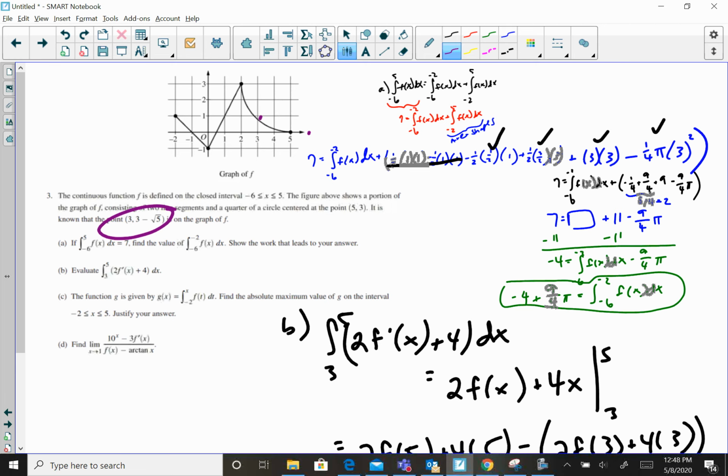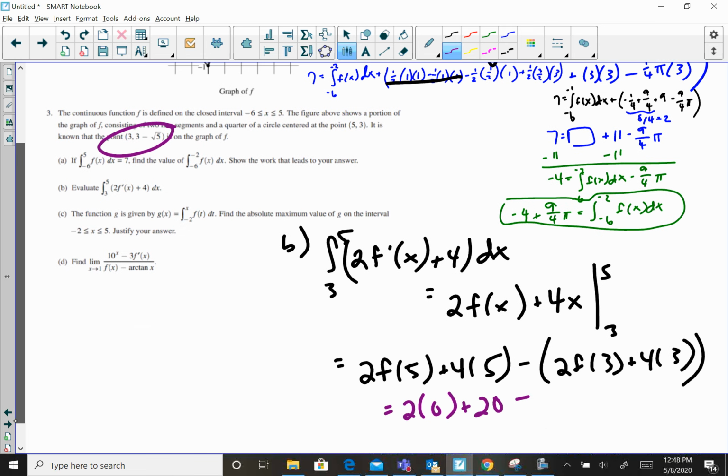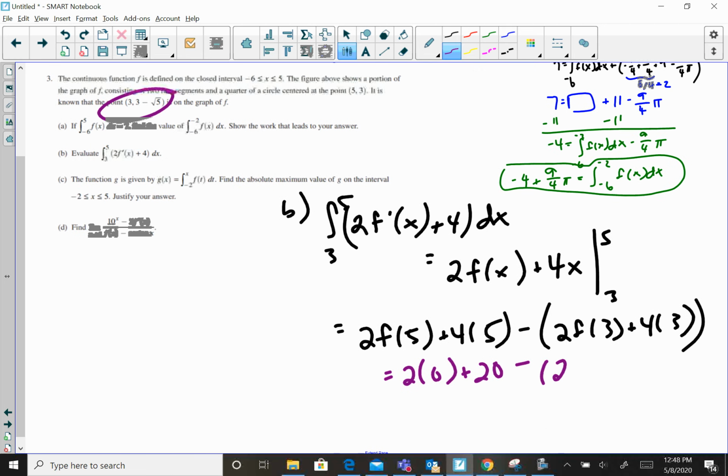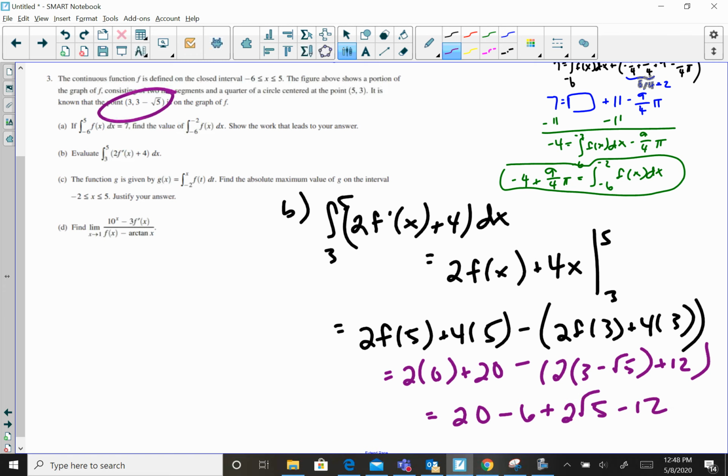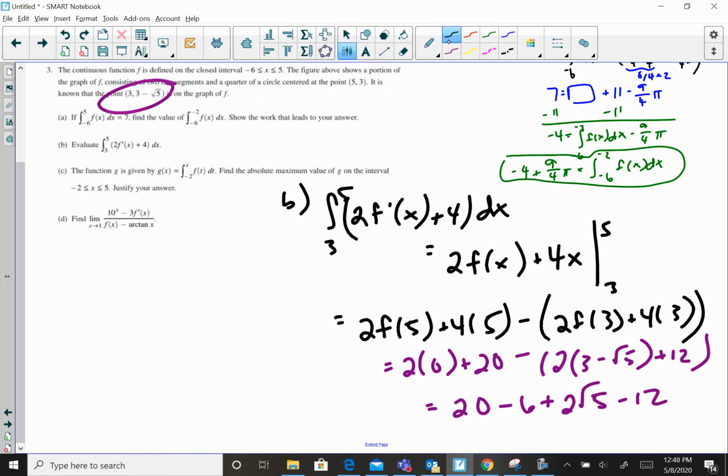Not clear. Good thing it gave it to me here. f of 3 is 3 minus square root of 5. So 2 times 3 minus square root of 5 plus 12. So I have 20 minus, I'm going to distribute here, 2 times the 3 is 6. This will become a plus 2 square root of 5 minus 12, distributing that negative. And then I have 20 minus 6 minus 12, that's 2. 2 plus 2 square root of 5.